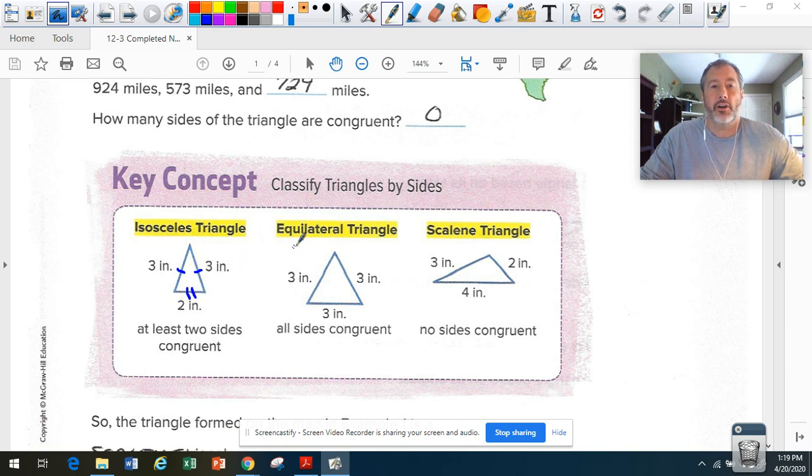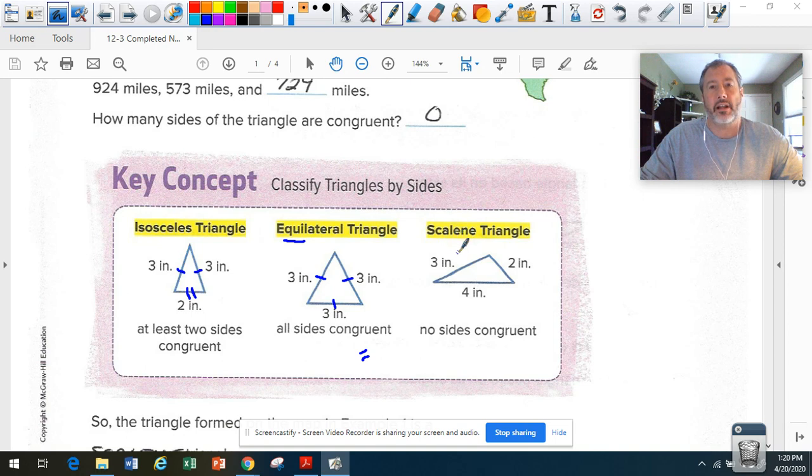Now, let's look here at equilateral. Think of the word equal when we're dealing with equilateral triangles. That means that all of the sides will have exactly the same measurements. This is 3 inches, put a single tick mark. This is 3 inches, put a single tick mark. This is 3 inches, put a single tick mark, because all sides are congruent, which means they are equal to one another. Very good.